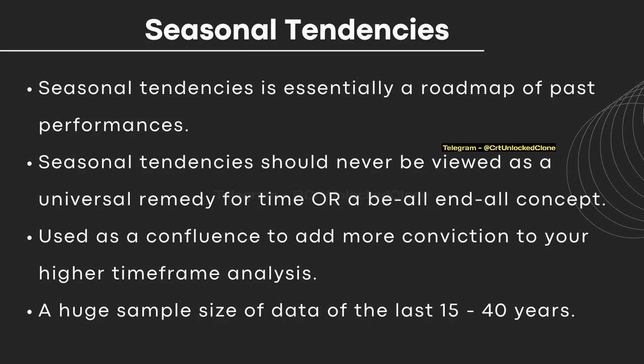The basic definition I could give you for seasonal tendencies is that it's basically a roadmap of the past price action, or past performance, of assets in different markets, right? What I mean by that is that this concept takes historical data from a range of 10 to 15 years all the way to 40, 50 years, and based off all of that data it shows us a particular theme in price action for different pairs and markets.